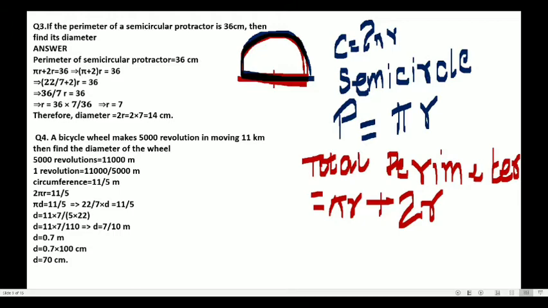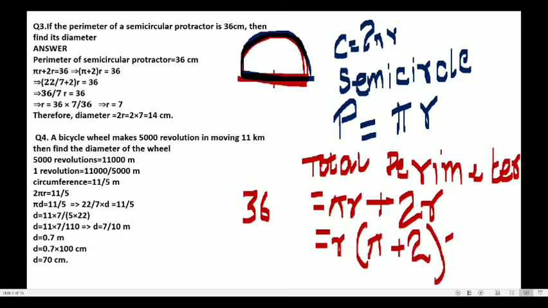So since the total perimeter is given as 36 and we don't know the diameter, we can first find the radius, then we can find the diameter also. So what you can do, r and r is the same, take r as common. Under the bracket, write pi plus 2. You know the value of pi, you know the value of 2. You can write it down. Let me write it somewhere else.